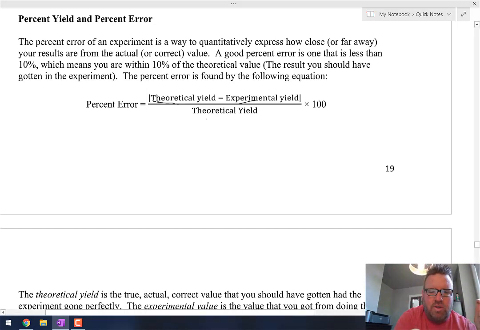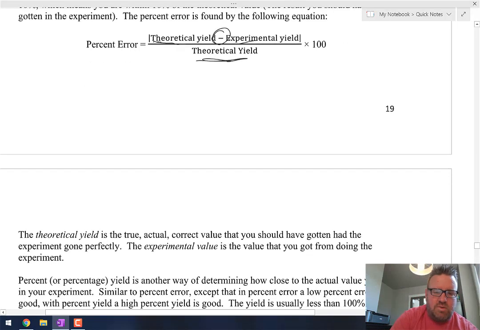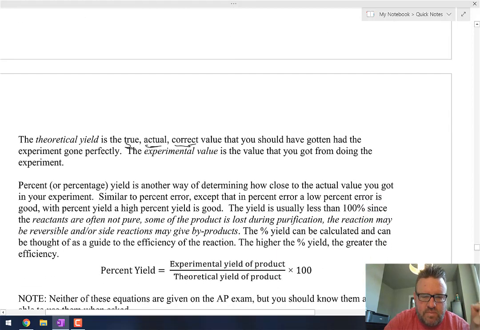The important part with percent error is, yes, you have to subtract your two experimental values, but then on the bottom, you divide that by the theoretical yield. That's the most important part with percent error, is you divide it by the value that you should have gotten in the experiment, by the true value. Sometimes we call it the true value, the actual value, the correct value. Again, what the real value is for that experiment. And then obviously the experimental value is what you got in the experiment.